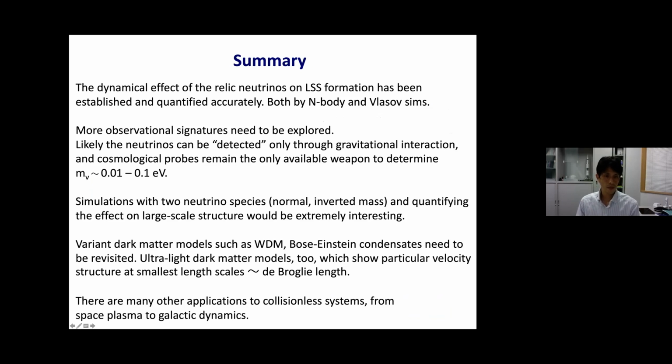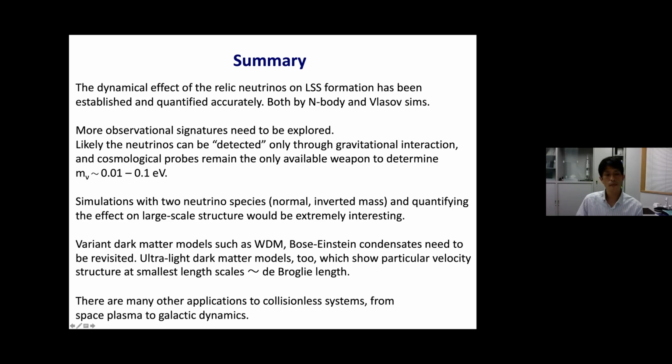Observational precision cosmology, we need more signature. And then, particle experiments are doing well, but most likely for this critical mass range, the cosmological probe will be the most sensible, most powerful weapon for us to determine the neutrino mass.